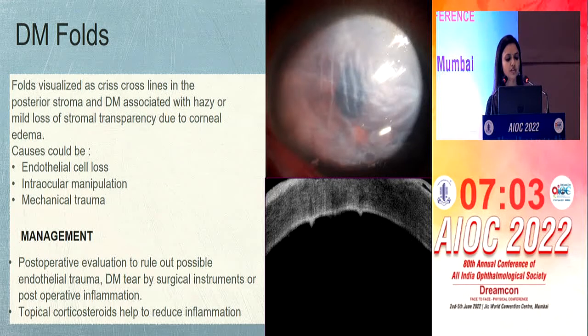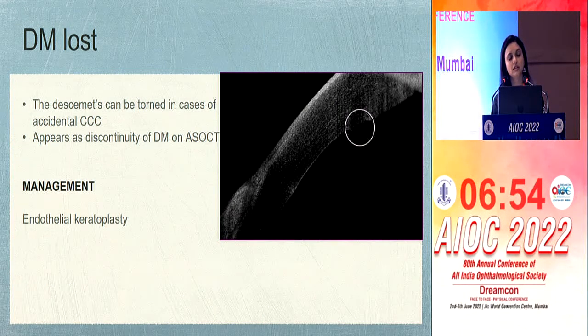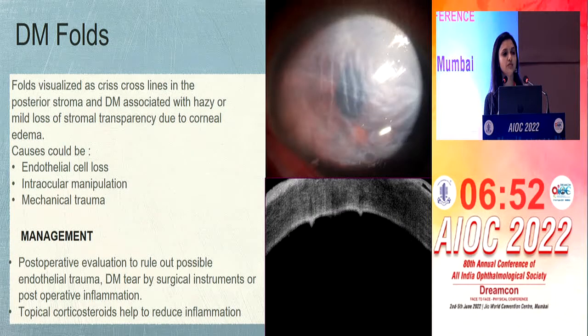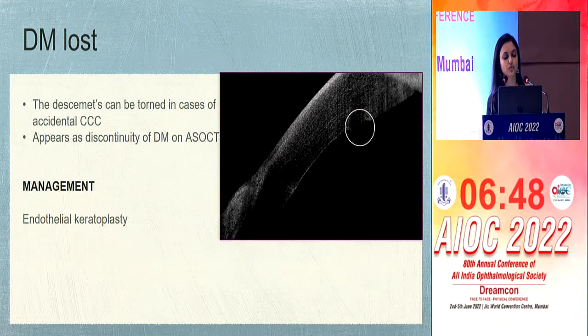You wait for the inflammation to subside. You try to evaluate how you would have probably done this, and topical corticosteroids help to reduce the inflammation. So if you have DM folds instead of a detachment, you don't have to intervene. You have to wait for the inflammation to go down. And the third is DM loss. Probably when you're going through your side port, there is a part of DM that you have lost during the surgery. It can be seen while you're using blunt instruments.